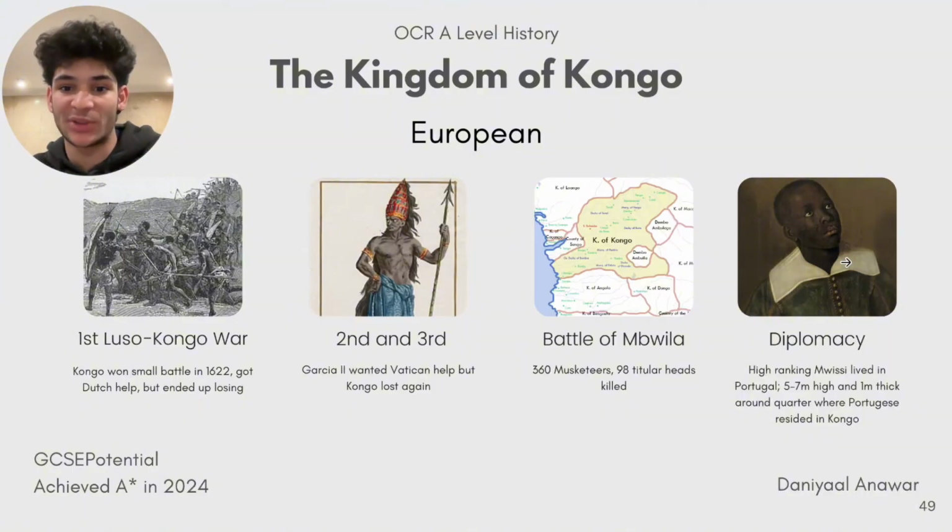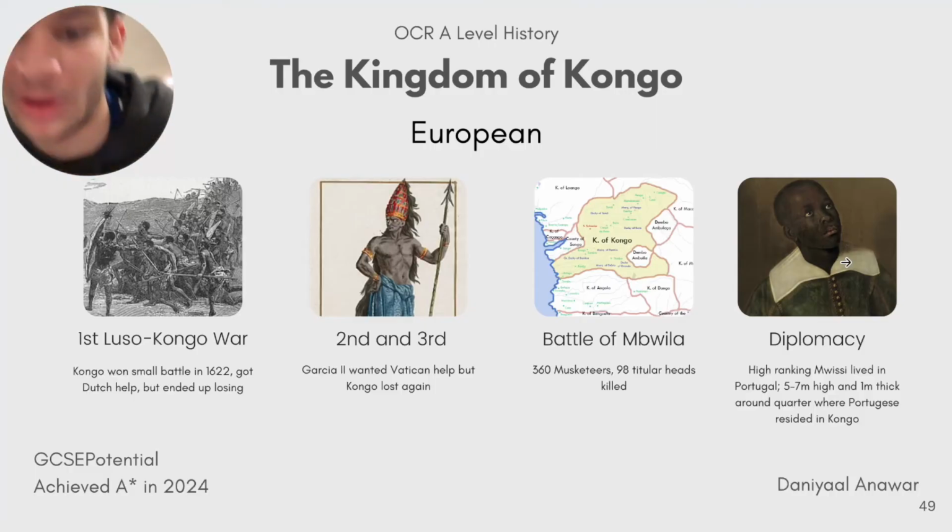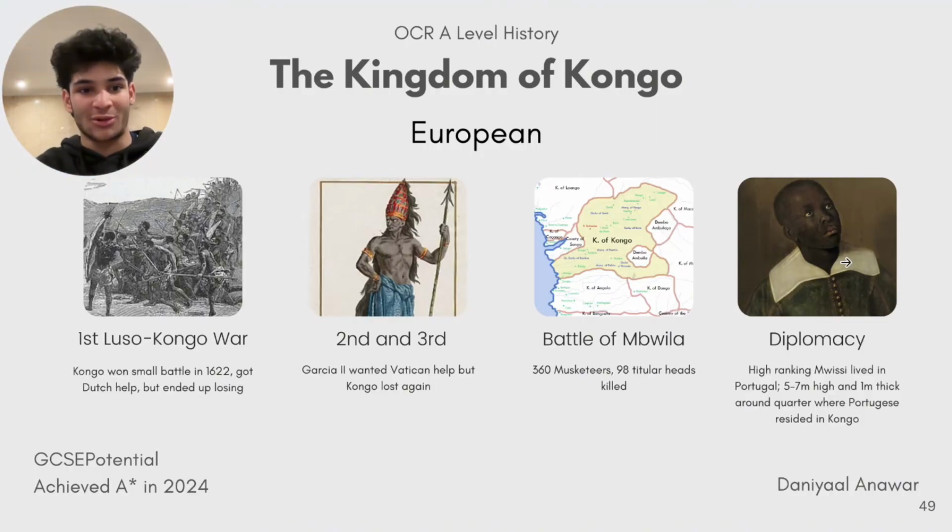1665, Battle of Mbuila. This was basically the end of the Third Luso-Congolese War. This was the icing on the cake. 360 musketeers were enlisted by the Congolese. They really went all out. But in the end, 98 titular heads were killed, which means like the main people in charge, not a step below, I guess, the Musi Congo. 98 of them were killed. Portugal massacred them. There was no really coming back from that. They were completely destroyed. So yeah, 1665 was sort of the start of the downfall of the Congo Empire.